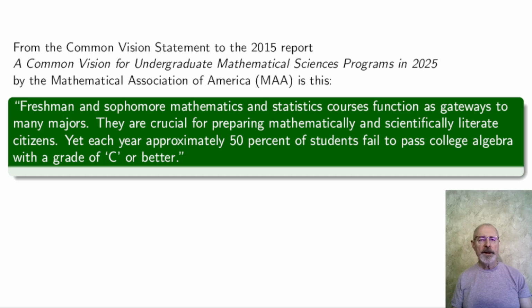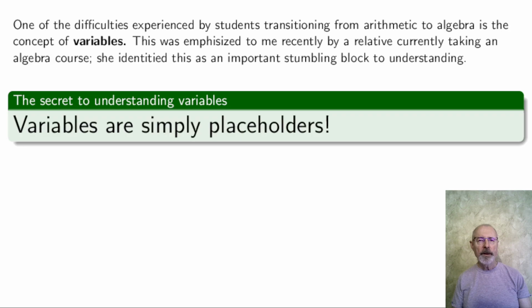Algebra represents one of the first courses where students transition from concrete to abstract reasoning. But a report in 2015 by the Mathematical Association of America stated the following: freshman and sophomore mathematics and statistics courses function as gateways to many majors. They are crucial for preparing mathematically and scientifically literate citizens. Yet each year, approximately 50% of students fail to pass college algebra with a grade of C or better.